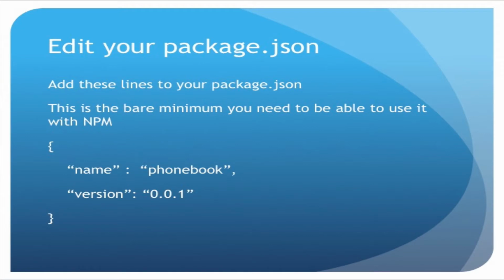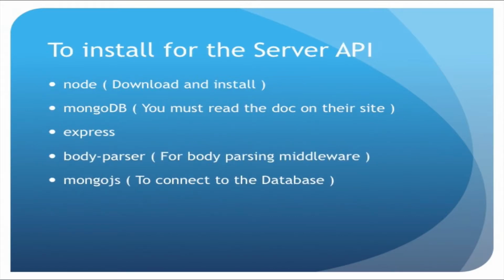Right, so after this, we edit our package.json and add these lines to it. This is the bare minimum you're going to need to use it with npm. To install the server API, we will need to download and install Node first. Then you need to install MongoDB. We're going to go through that later, possibly, if we have time. Otherwise, you just must read the documentation on their site and install it yourself. And then we're going to install, with the package manager, Express, body parser, and MongoJS.